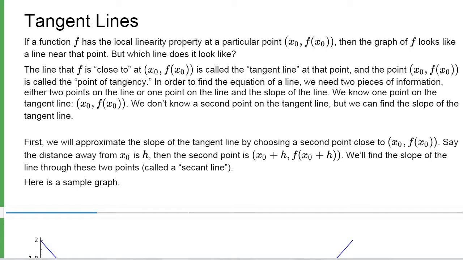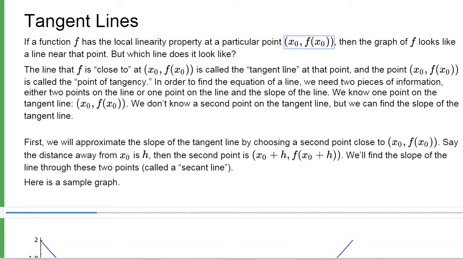So if some function f has the local linearity property at a particular point, I'm going to call that particular point x0, and then x0 will be the x value, and of course the y value is the function value there. So f of x0 is the y value that goes with x0. If the function has the local linearity property, the graph of f looks like a line, and the line it looks like is going to be called the tangent line at that point. The particular point we're looking at is going to be called the point of tangency.